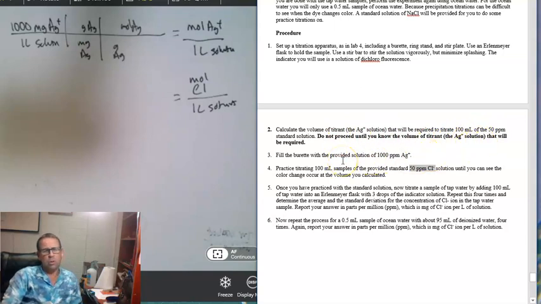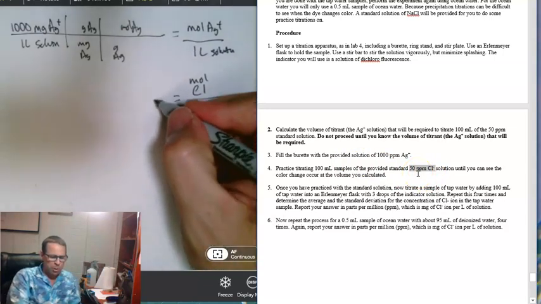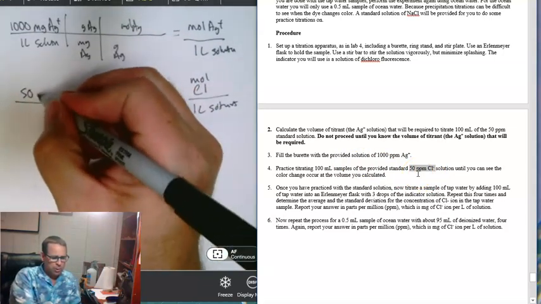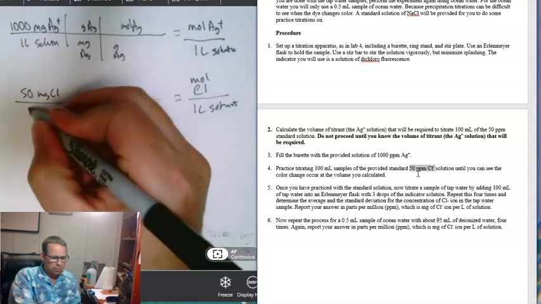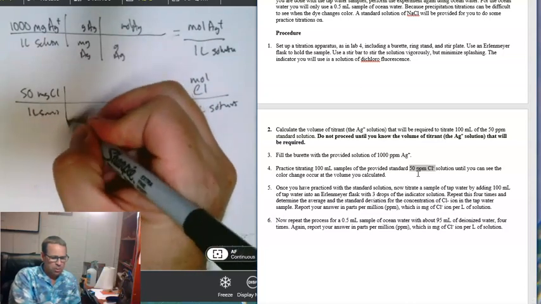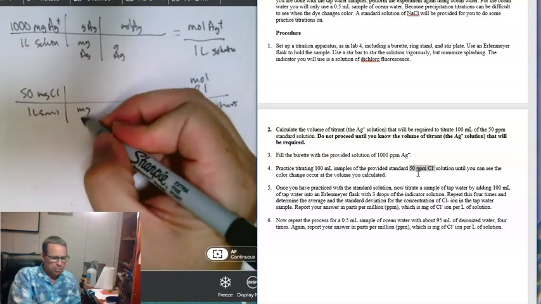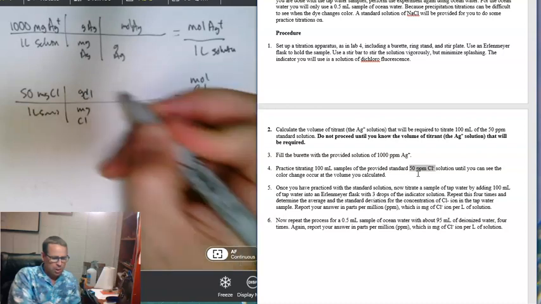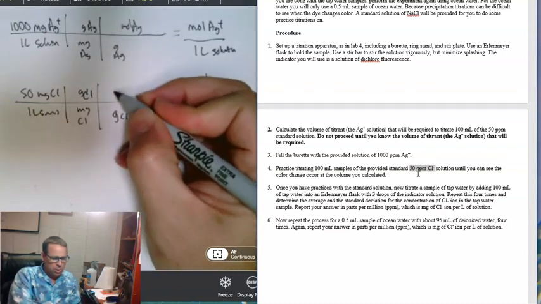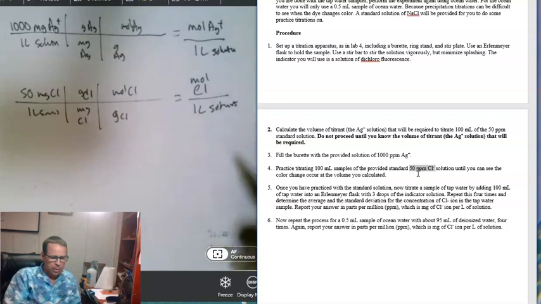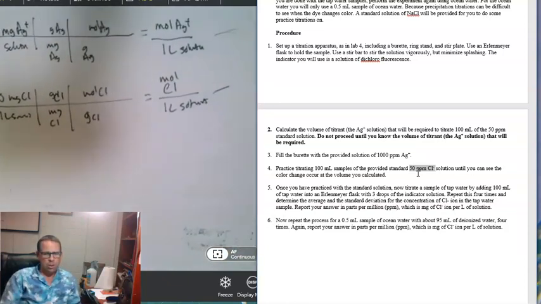So we're going to want to find out what the 50 parts per million solution is: 50 milligrams of chloride ion for every 1 liter of solution. Milligrams of chloride to grams of chloride ion. Grams of chloride ion to moles of chloride ion. We know that these react in a 1-to-1 molar ratio, right?